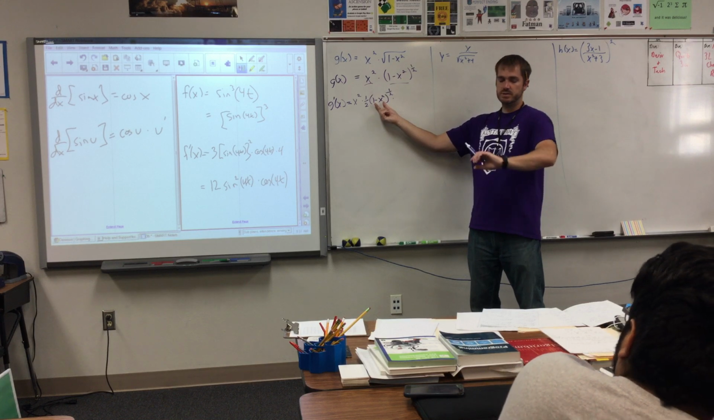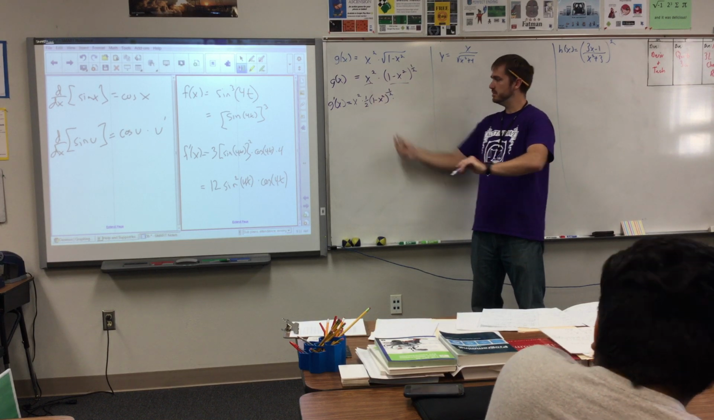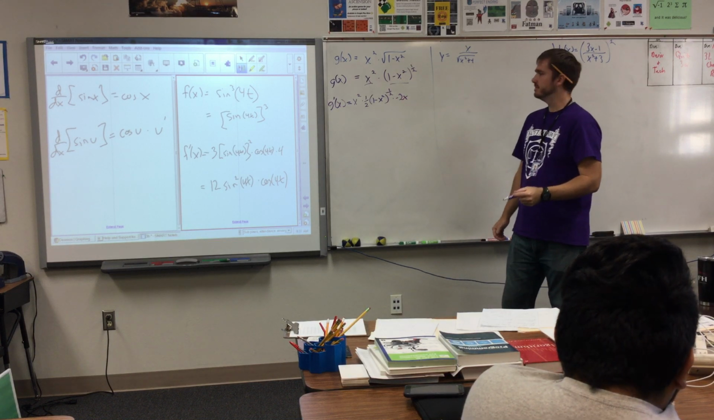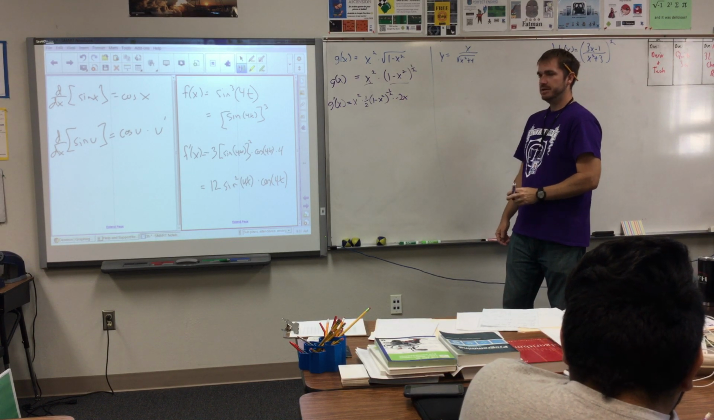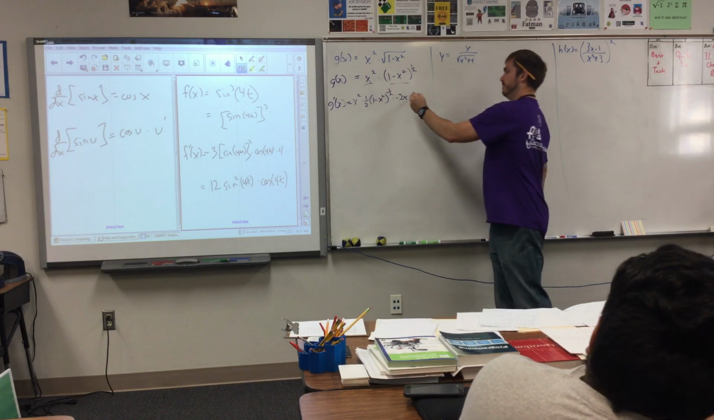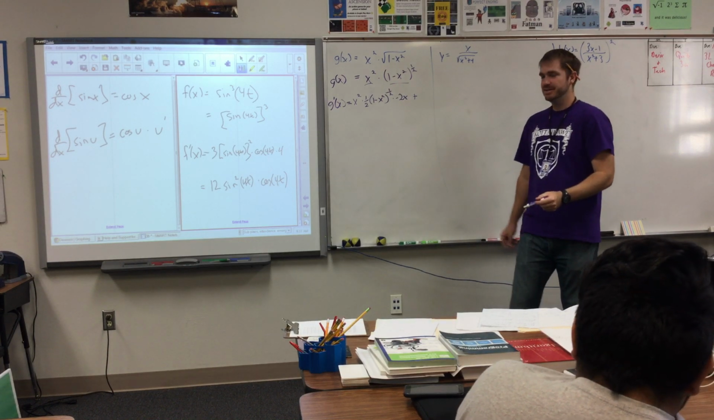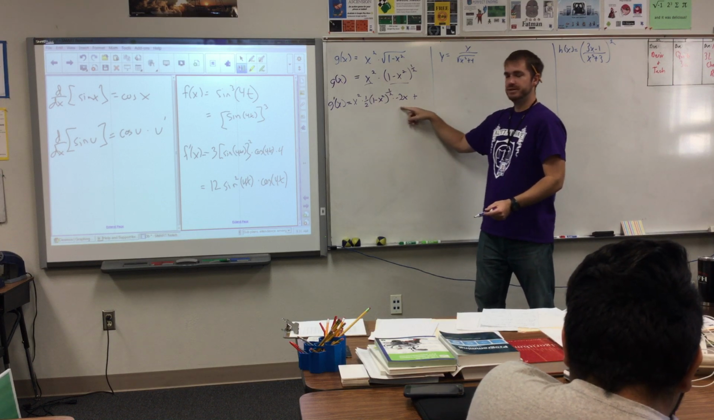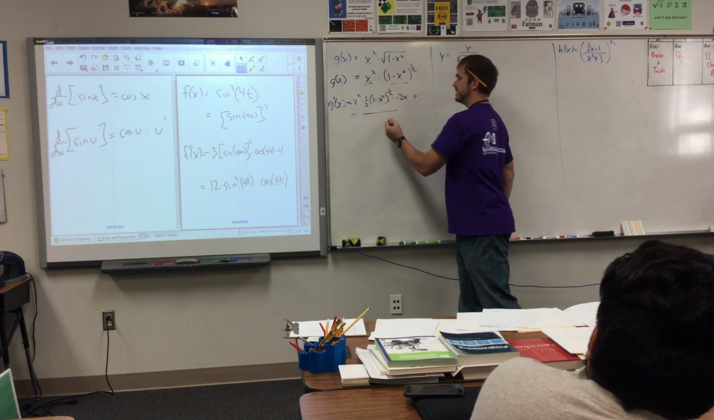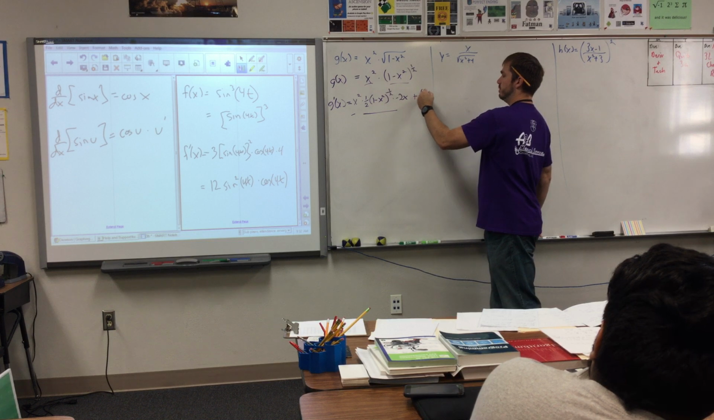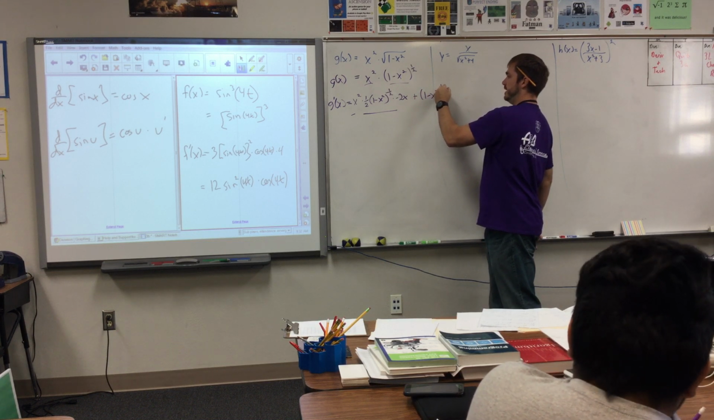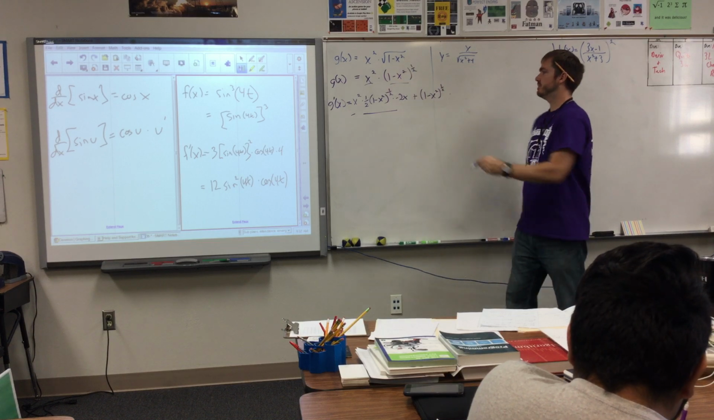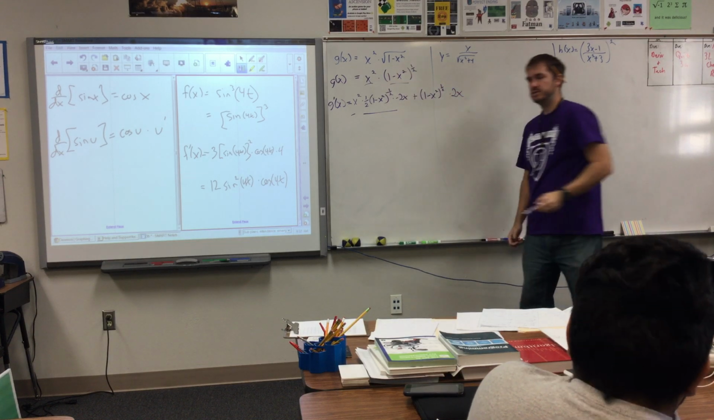Derivative of 1 minus x squared is going to be what, class? Negative 2x? Yes. Okay. Plus, so this is the first times the derivative of the second. That's that whole thing right there. Plus the second, so 1 minus x squared to the 1/2, times the derivative of the first, 2x.